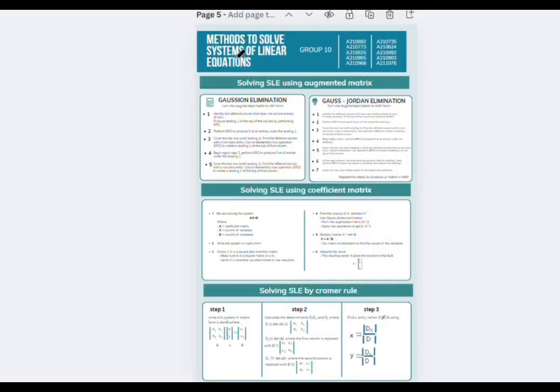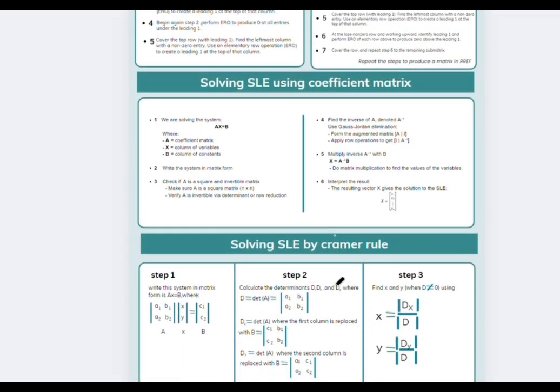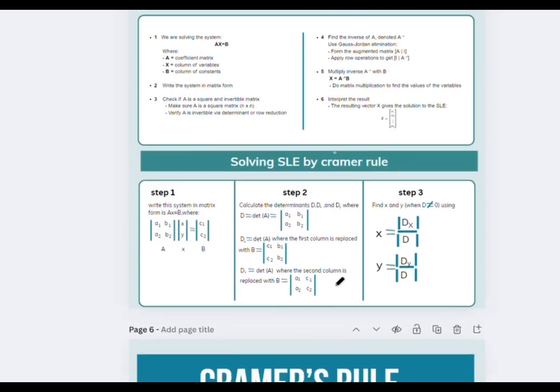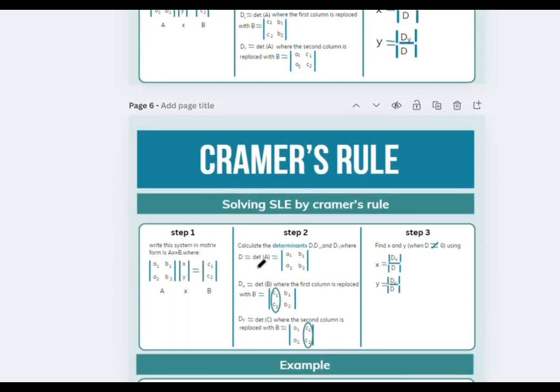That is all. Everyone, I will present the last method to solve a system of linear equations, which is by using Cramer's rule. In our poster, we show 3 steps, and I will explain further in the next slide. So for Cramer's rule, there are 3 steps.